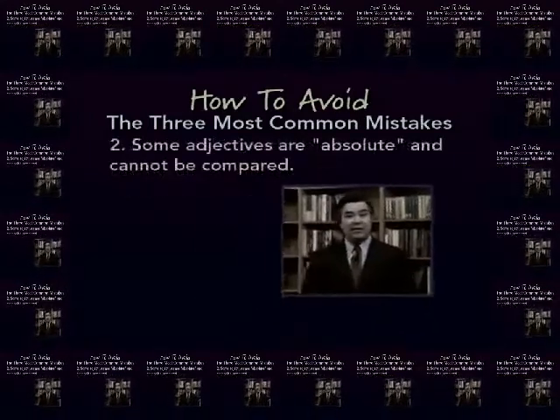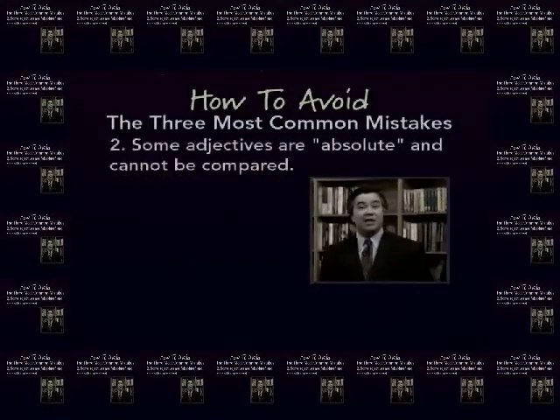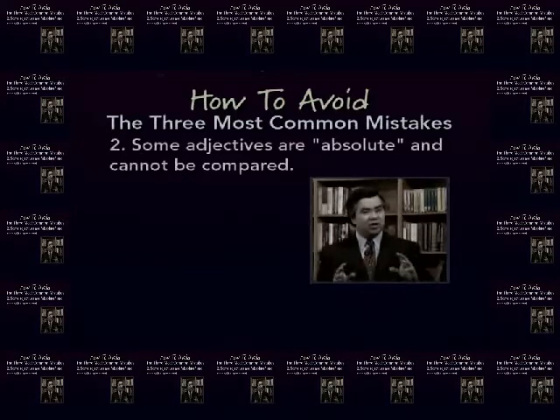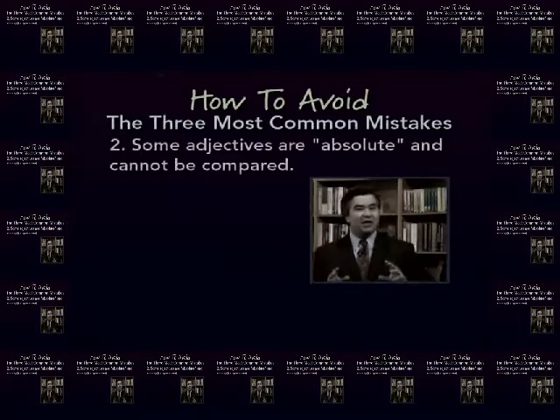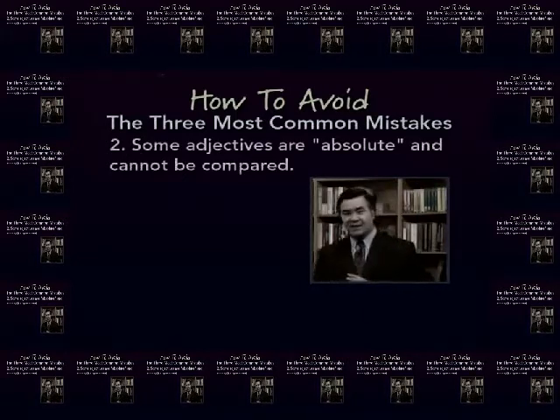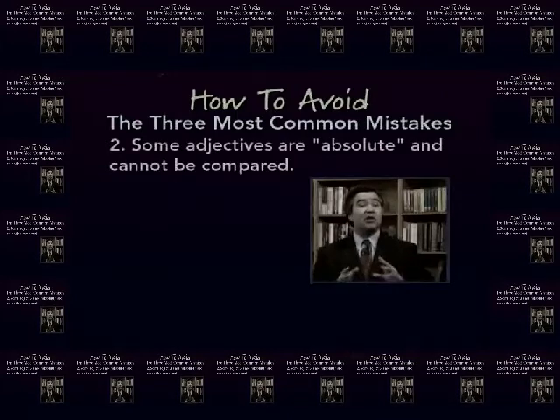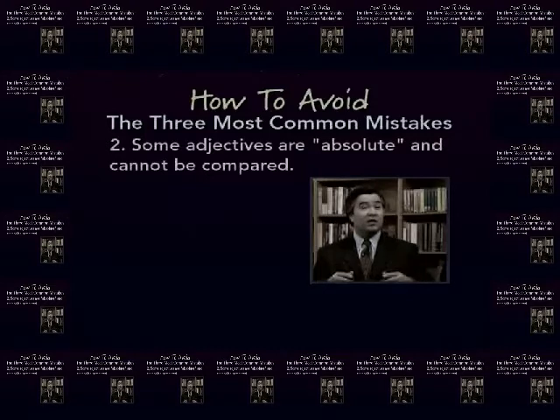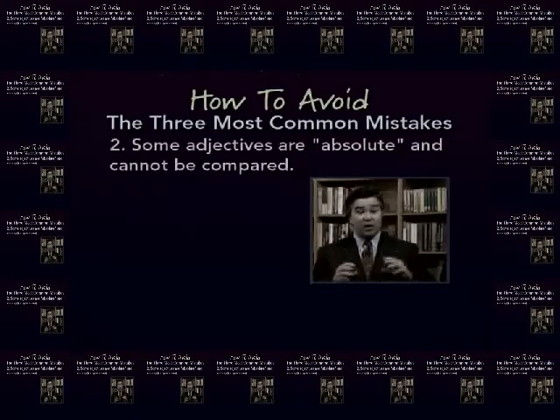Here's the second common type of mistake. Some adjectives are absolute and cannot be compared. This means that there are certain qualities that are considered to either exist or not exist, and therefore it's not considered appropriate or logical to deal with comparative or superlative degrees. Either you are or you aren't, and you can't be more or less.